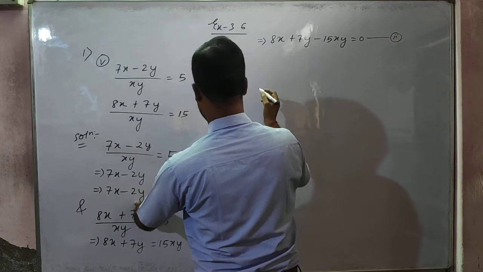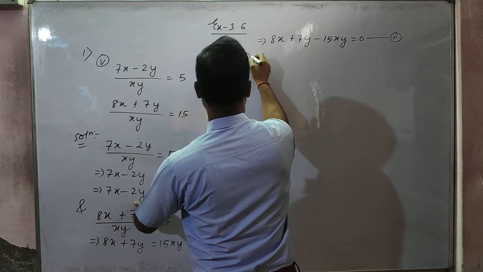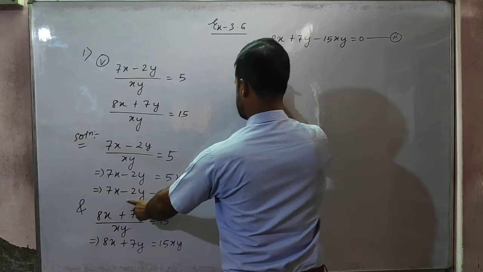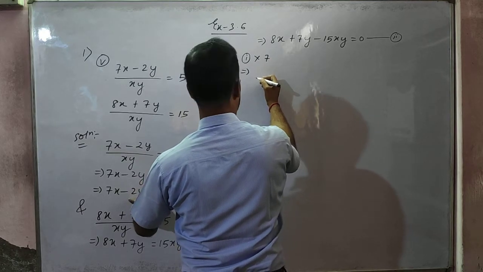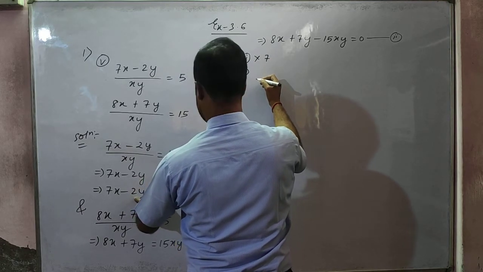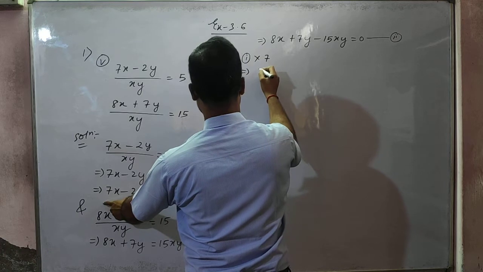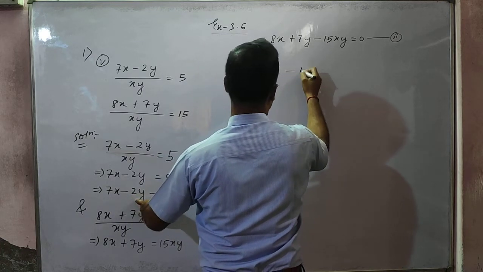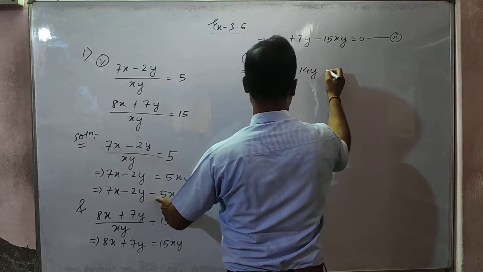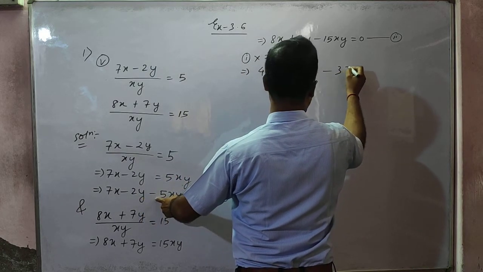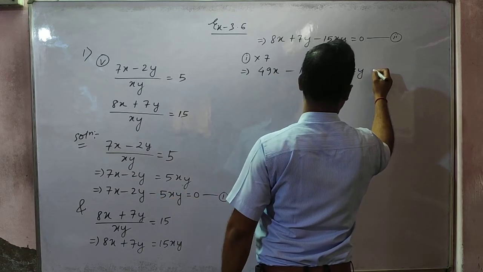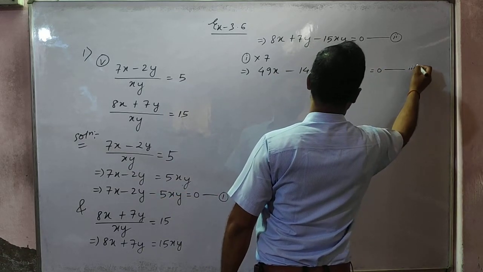Equation 1 we will multiply by 7. So 7 7s are 49x minus 14y minus 7 5s are 35xy. Number 3.